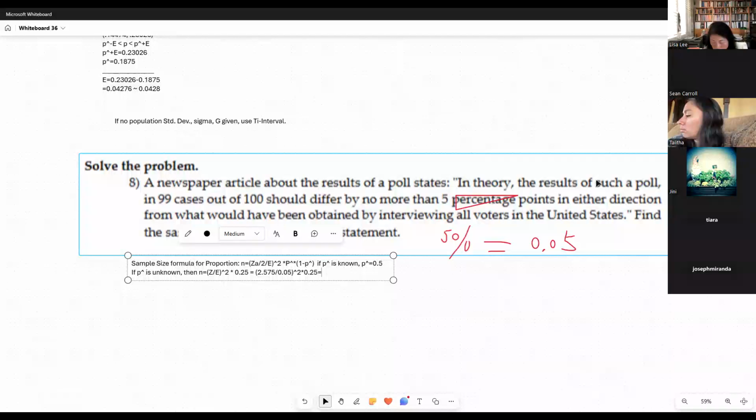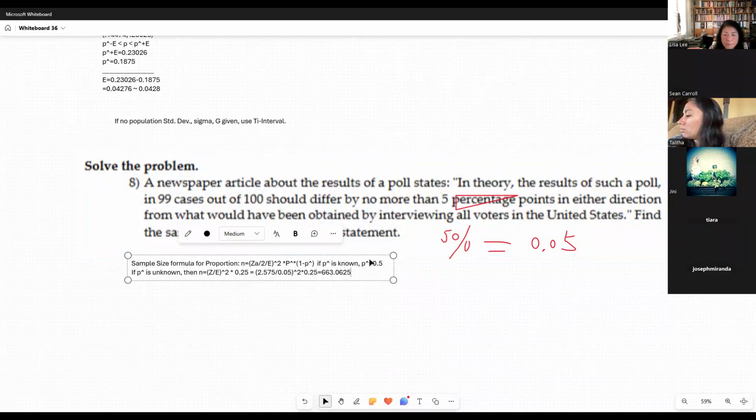I came out 663.0625. And this is very important that you attended today, okay? I want everybody to take a note here. If you come out with some number with a decimal behind, you have to be careful to look at the decimal. All these decimals after the decimal point, 0.625, we cannot ignore it.